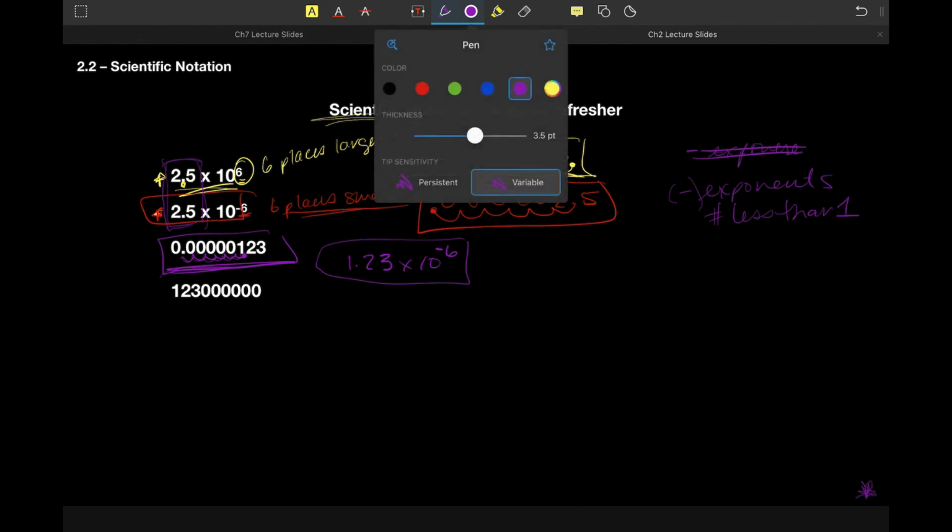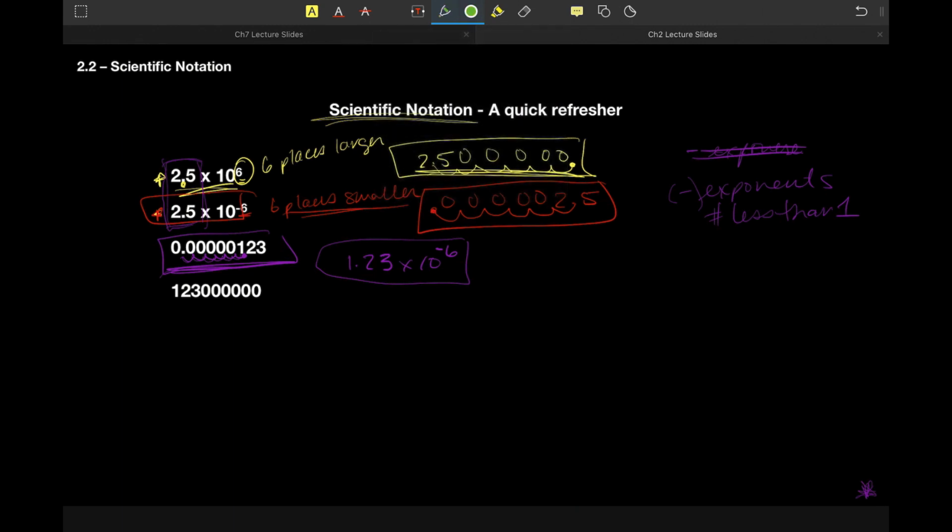And then last one to give us a point of reference, we have 1, 2, 3, 4, 5, 6, 7, 8 places. So 1.23 times 10 to the 8th, and I know in this case that it should be a positive 8 because this number is bigger than 1. So it should be a positive exponent. Does that make sense? All right, so this is our quick primer on scientific notation.